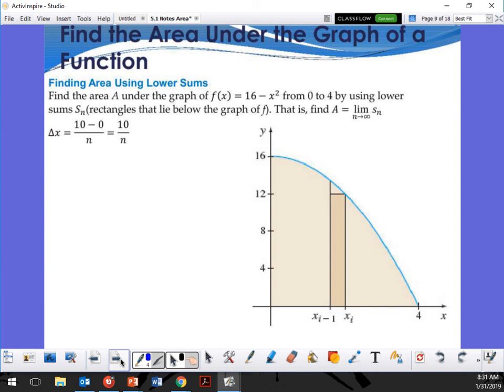So no matter what I do, let's say 0 to 4. Let's see, this is. My pen's running out of ink. Yeah, see what I did there?